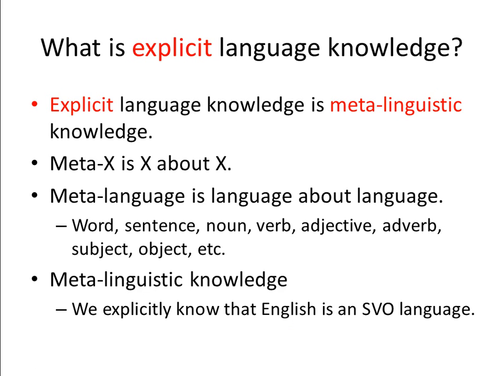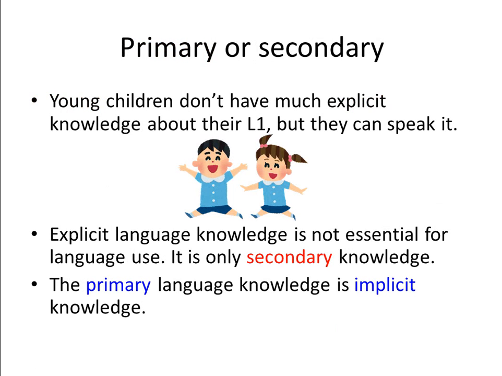But knowing this explicitly doesn't really mean that we can use it. Even if you have this metalinguistic knowledge, maybe you are not able to use the same knowledge when you speak English. And young children don't have much explicit knowledge about their L1, but they can speak their L1, no problem. So actually, explicit language knowledge or metalinguistic knowledge is not essential for language use. We don't really need it. So it is only secondary knowledge.